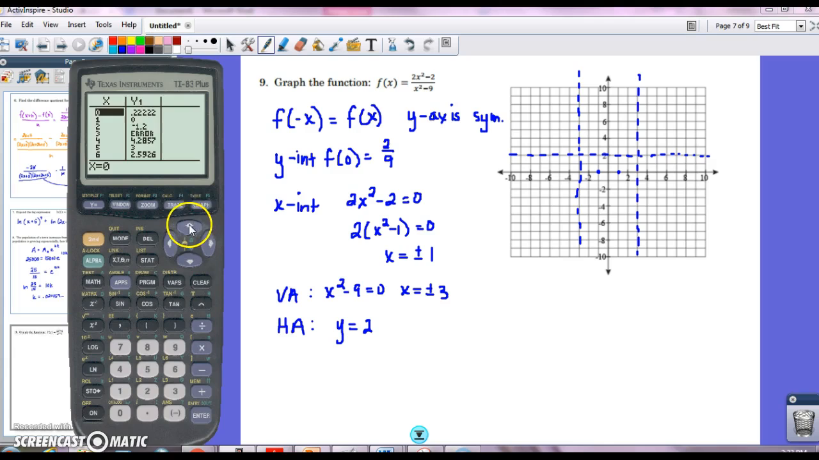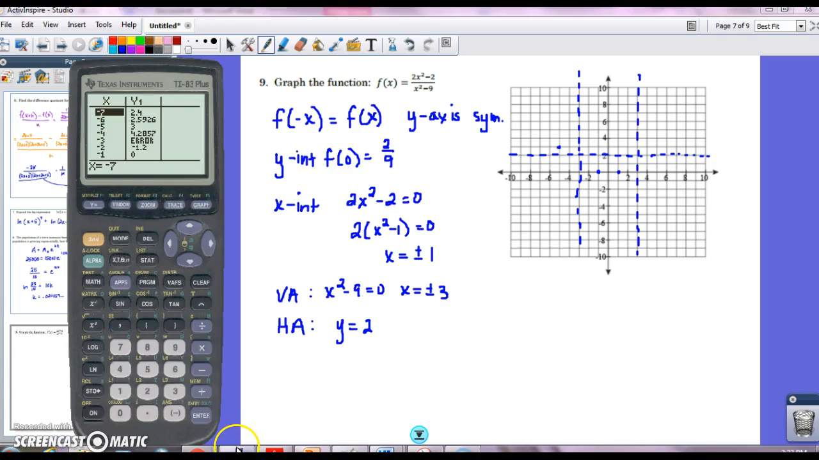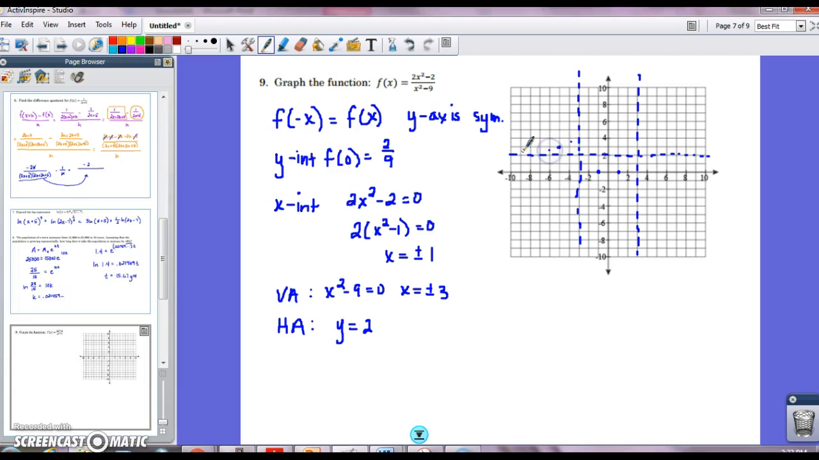So let's go to some of the negative values here. So we've got at -5, we're up here at 3. At -4, we're up at 4.2, and here we're going down. So we get the idea of the shape here is going to be this. Remember, we know that we have y-axis symmetry, so I know that my graph is going to do the same thing over here.